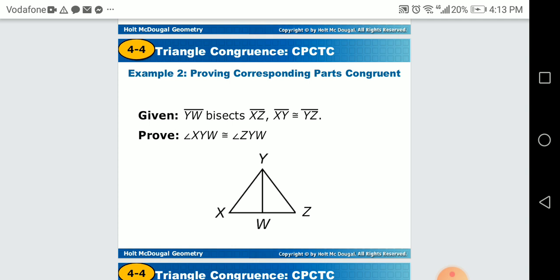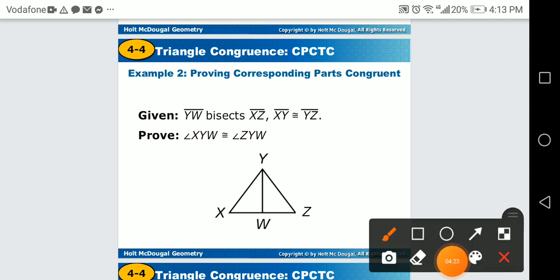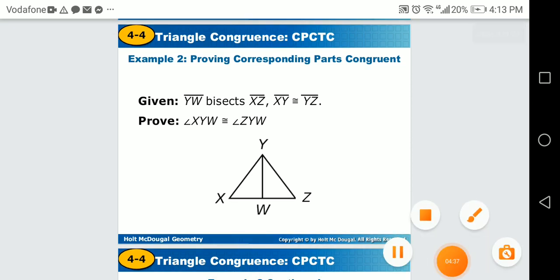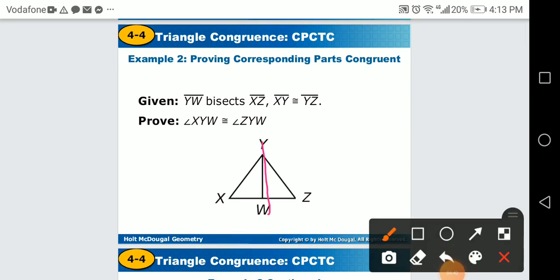What if I ask you to prove corresponding parts congruent? This is very easy. Here, guys, the given is YW bisects XZ. Bisects gives you two equal parts. Remember this information. YW bisects XZ, to give you XW is congruent to WZ. And he gives you another piece of information: XY is congruent to YZ. Where is XY? This one is congruent to YZ.